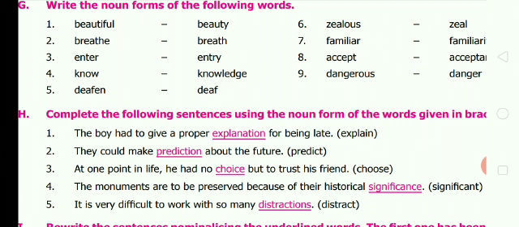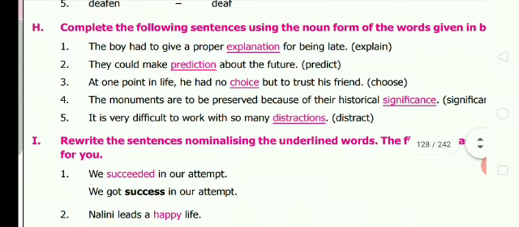Second one. They could make prediction about the future. Third one. At one point in life, he had no choice but to trust his friend. Fourth one, the monuments are to be preserved because of their historical significance. Fifth, it is very difficult to work with so many distractions. Moving on to I. Rewrite the sentences nominalizing the underlined words.